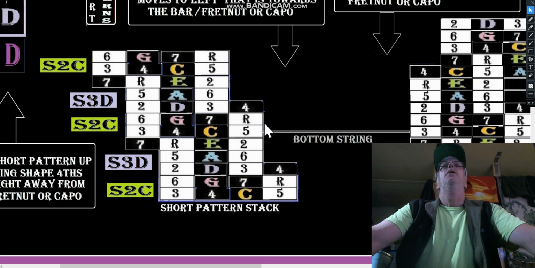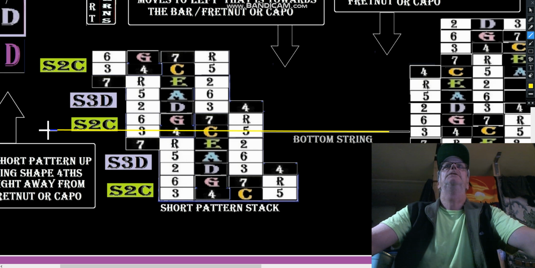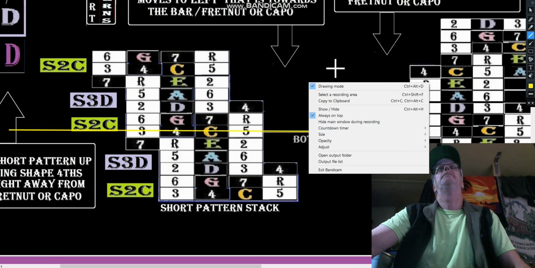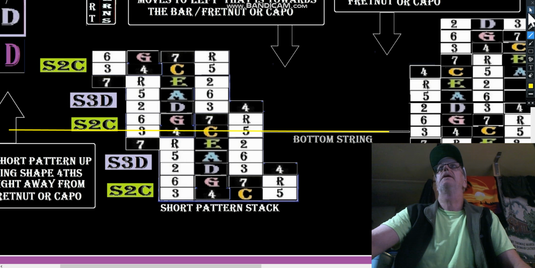So here's the bottom string, so we're going to draw that. We're going to get the line here, and we're going to draw the line. This is the line. Now this is the bottom string line. Okay. Now, alright, we'll set it up again.